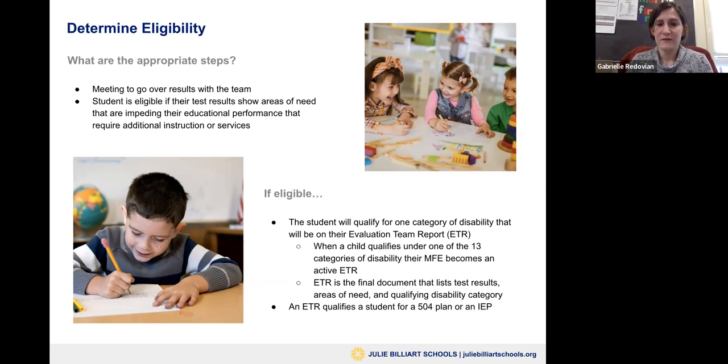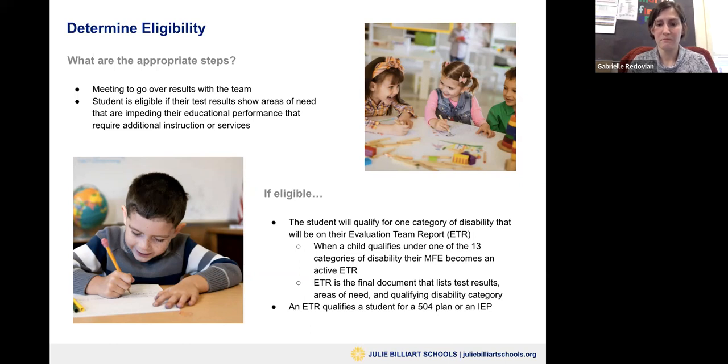Then once all of the information and assessments are completed, a meeting will be set up to go over those results. The student is eligible if the team shows there's an area of need that impedes their educational performance, requiring additional instruction and service. So sometimes the student might not qualify for an ETR, or an evaluation team report, is what it's called. And that is because the student's performance is not impacting their educational need in the classroom. But if a child is struggling maybe with reading and not able to identify letters or identify sounds, that is going to impact their ability to read.